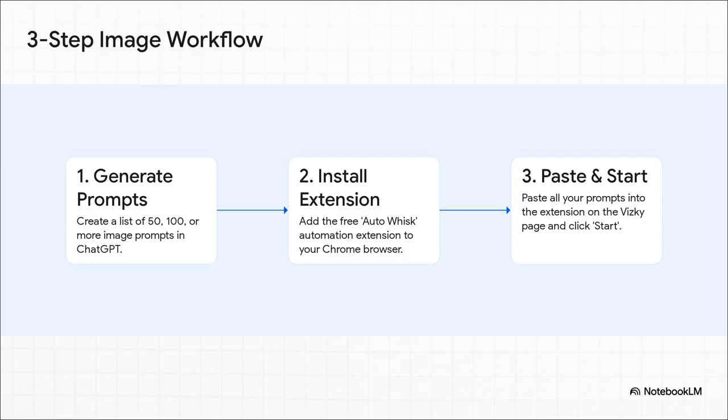Seriously. Step 1, you're going to go to ChatGPT and just get it to spit out a massive list of prompts for whatever project you're working on. Step 2, install that free AutoWhisk extension in Chrome. And step 3, you just copy that whole list of prompts, paste it into the little window the extension gives you, and click Start. That's it. You're done. The machine just takes over from there.